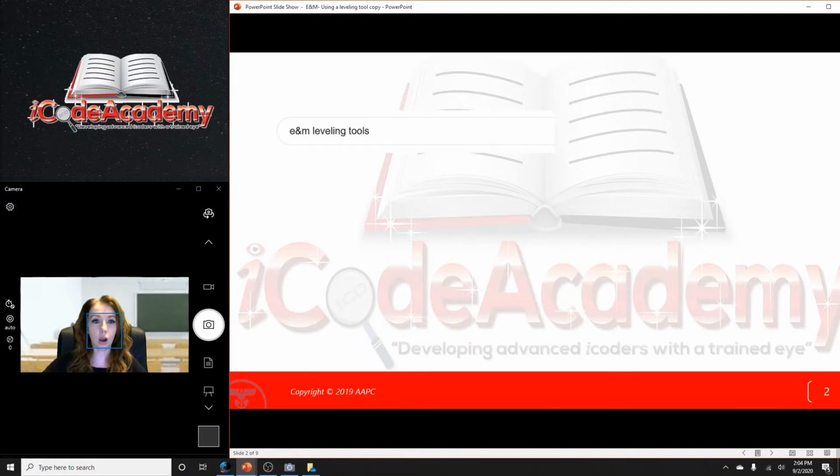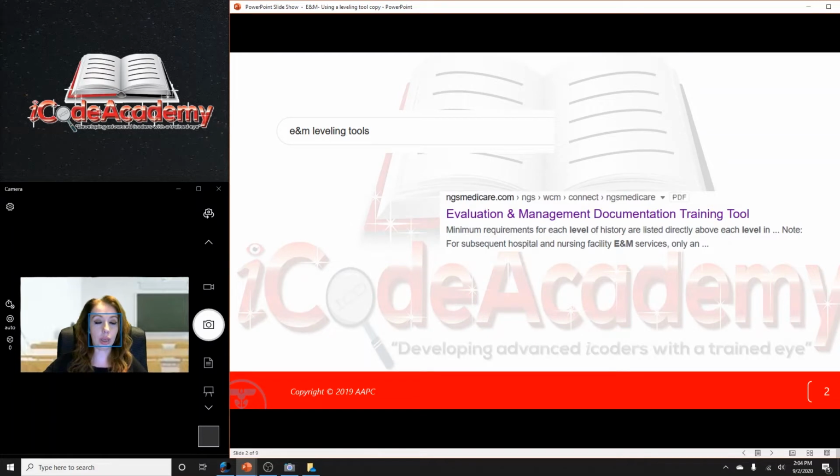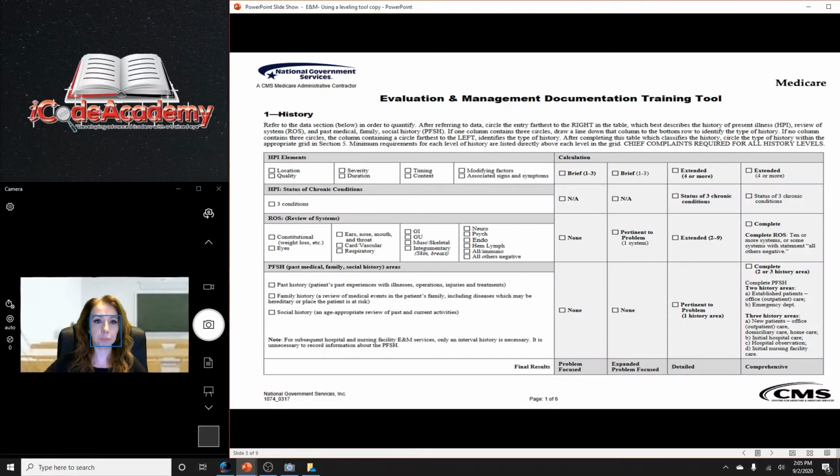So let's go to our internet browser and type in E&M, so Evaluation and Management Leveling Tools. We want to make sure for the purposes of learning that we are sticking with the official guide by CMS. So here you can see we have an Evaluation and Management Documentation Training Tool, and that is by ngsmedicalcare.com. So once you click on the link, download the document. That's the one that we're going to be working with today.